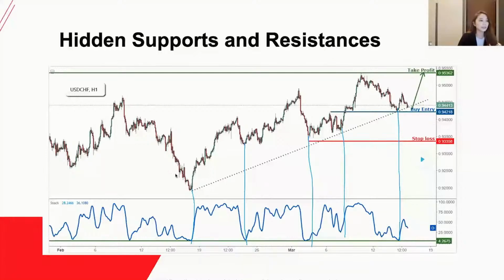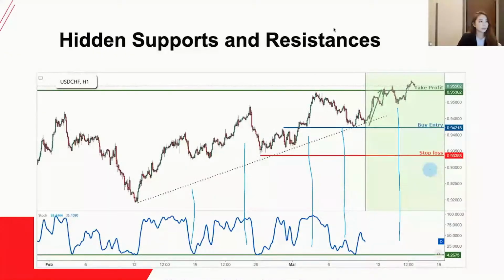Right, so we are seeing that these few touch points that bounce off the upward trend line are also bouncing off your invisible support, which is at 4.2675, which is way below the 20 mark that we were looking at before.